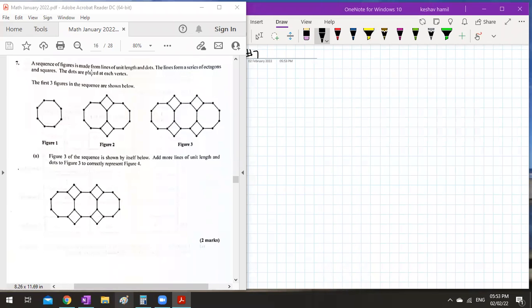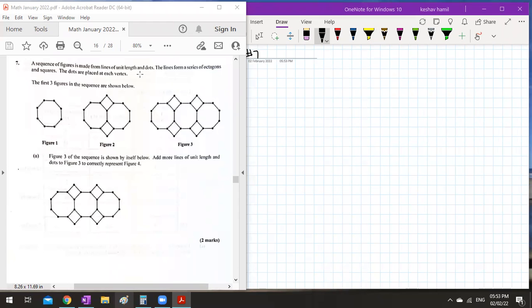A sequence of figures is made from lines of unit lengths and dots. The lines form a series of octagons and squares. The dots are placed at each vertex. The vertex is the point, right? The first 3 figures in the sequence are shown below. Figure 3 of the sequence is shown by itself below. Add more lines of unit length and dots to figure 3 to correctly represent figure 4.